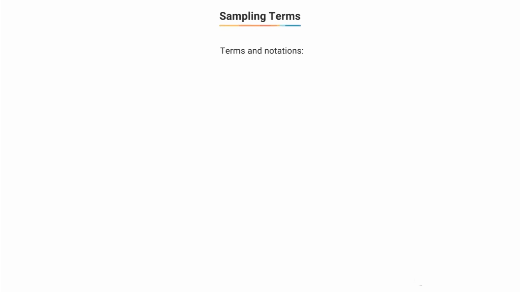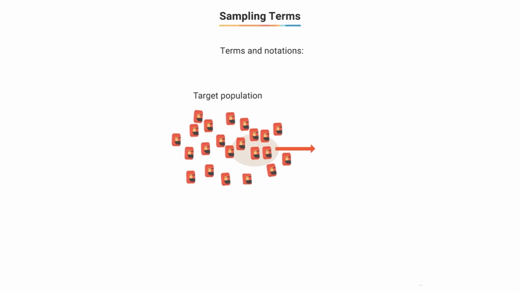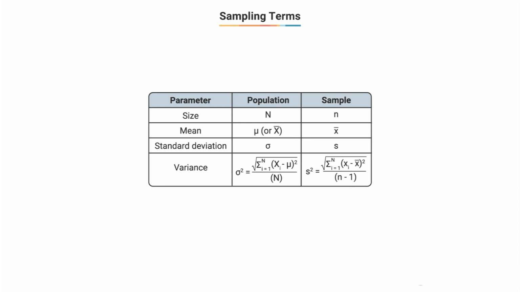Let us first look at a few terms and notations. The whole bunch of packets, that is 30,000 packets, is called the population, and the small collection of packets that we select from it is called a sample. If you look at this table, you can find all the notations and formulae for both the population and the sample. The population size is denoted by capital N, its mean by mu, and its standard deviation by sigma. The variance in turn is sigma squared.